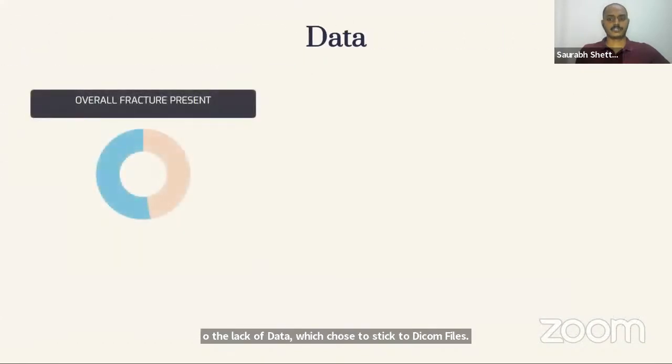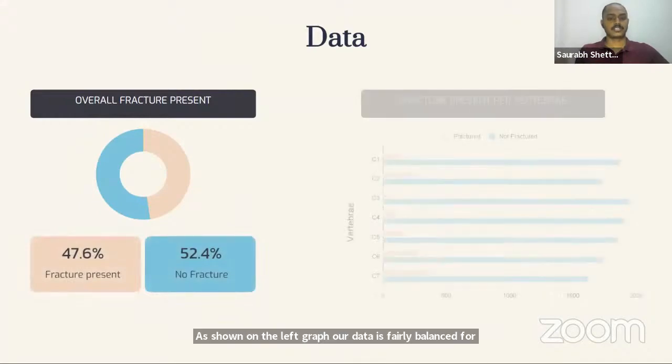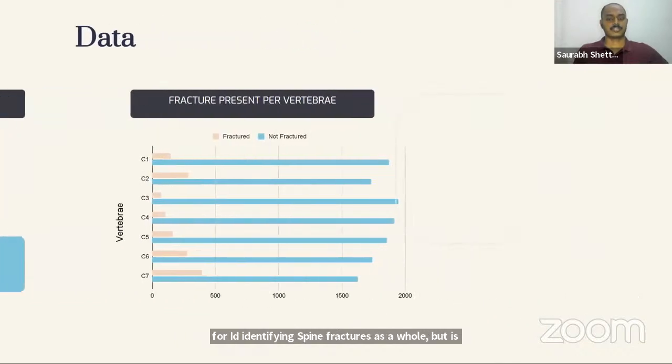As shown on the left graph, our data is fairly balanced for identifying spine fractures as a whole, but is severely unbalanced for classifying individual fractured vertebrae, as shown in the right.